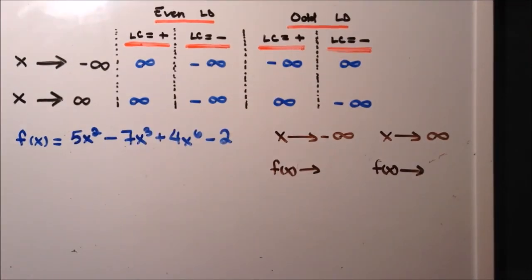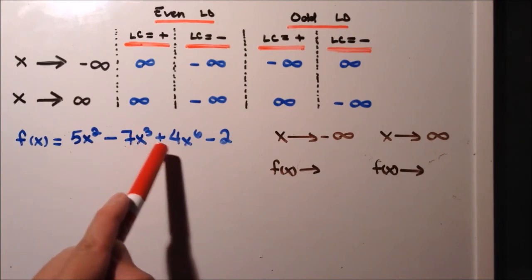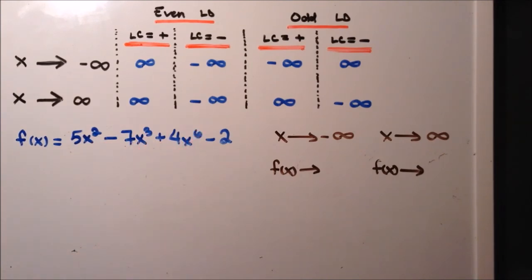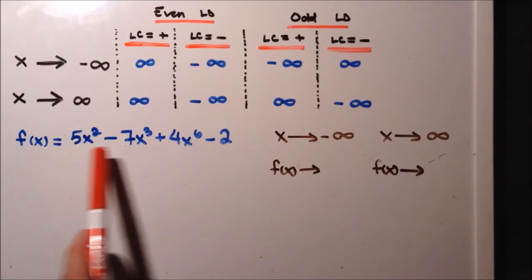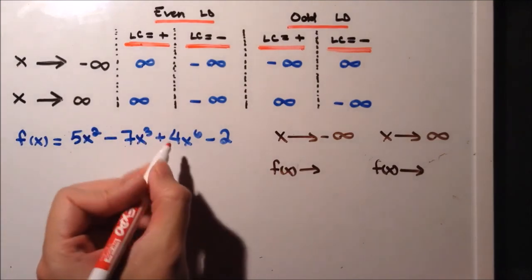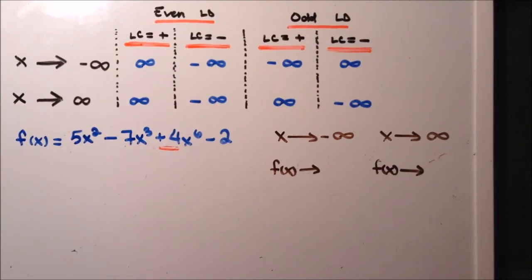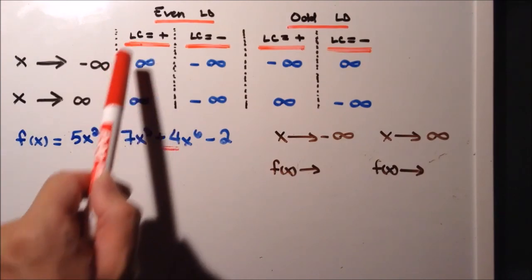In our fourth and last example, we have a function f of x equals 5x squared minus 7x to the third plus 4x to the sixth minus 2. Same as the last one, the exponents are not in order from greatest to least, so all I have to do is just look for the leading degree or highest exponent, which is right here. So we're just going to focus on the leading coefficient. Our highest exponent is 6, so that's even. Positive leading coefficient, so this one right here.